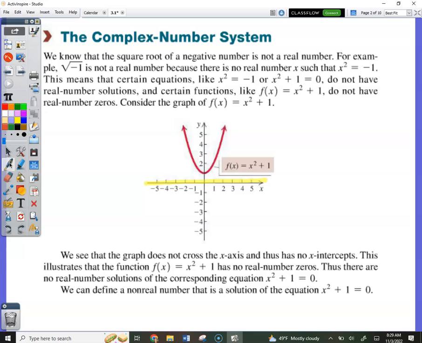Here's why. F of x is that fancy y, right? If I wanted to find the solution to that quadratic, I'm looking to see where it's crossing the x-axis. Well, if it's crossing the x-axis, the y value is what? 0. So I'm going to replace this with 0 and show you. If I solve this, I would subtract 1. How do I undo squared? You square root.